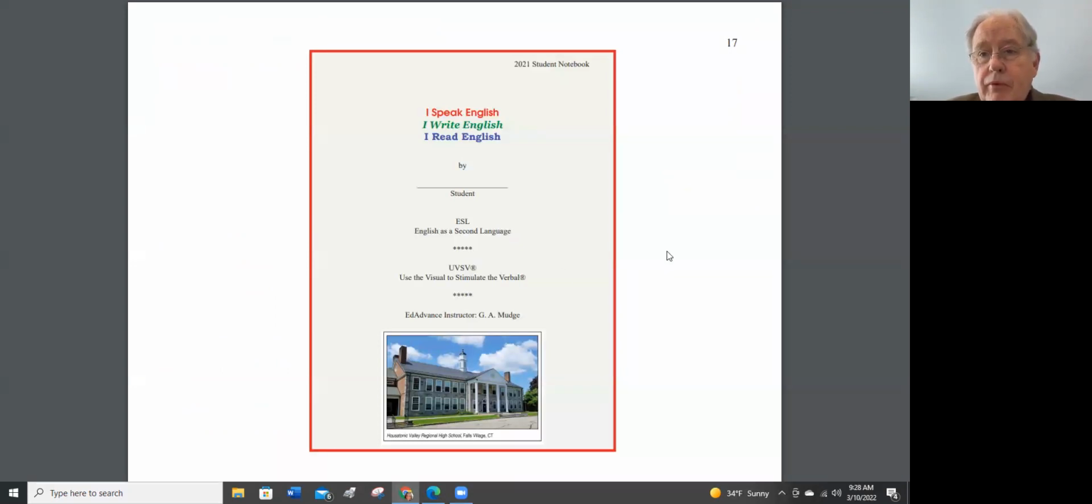I think it's very important that students feel that they have ownership of their learning materials. So I developed a cover for binders that I give to each student. "I speak English, I write English, I read English by," and I invite my students to sign their name on the first day of every class. And that becomes the cover for their binder.